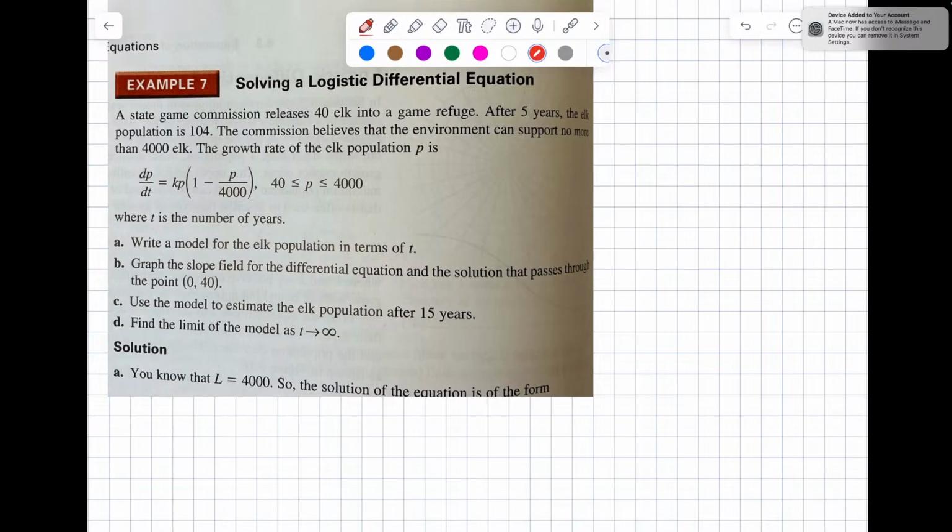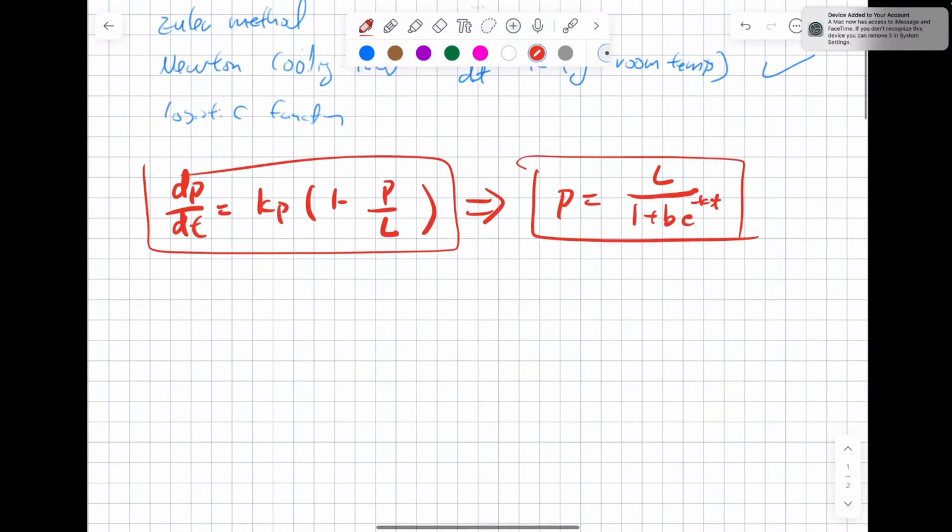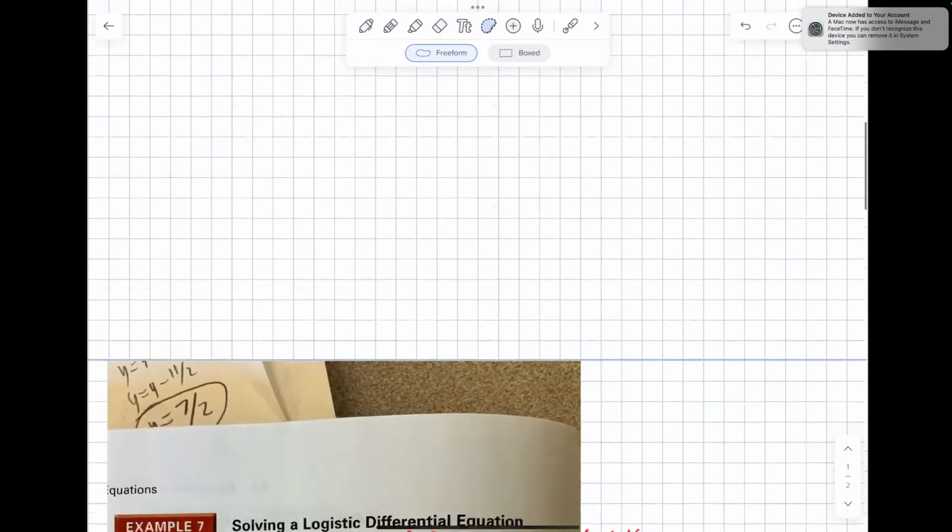All right, I need you guys to pay attention. We're gonna go through this question very quickly. Basically, this question has initial conditions. You should read it from here. This one should be (0, 40) and this one should be (5, 104). With that, you can write a model of elk population in terms of t. So what you're gonna do is use this equation here. We can copy it and paste it here.